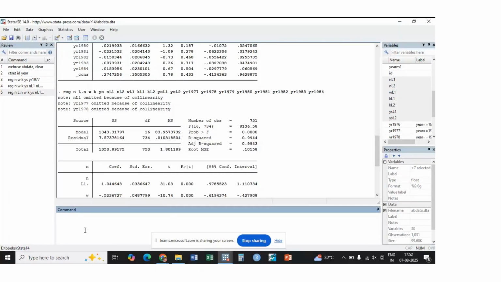I will do that. Can you see that? That is okay, because some of them got omitted. The dummies typically get eliminated if there is any multicollinearity.